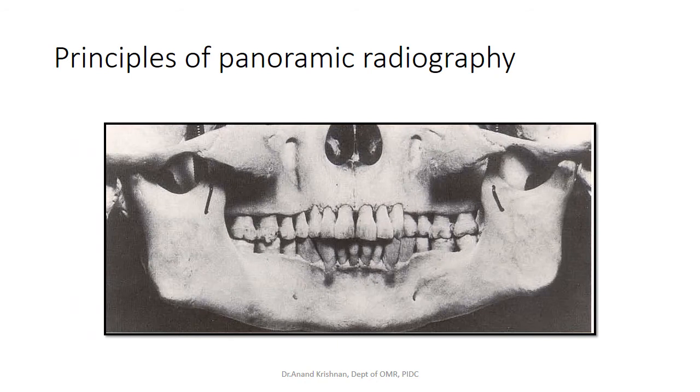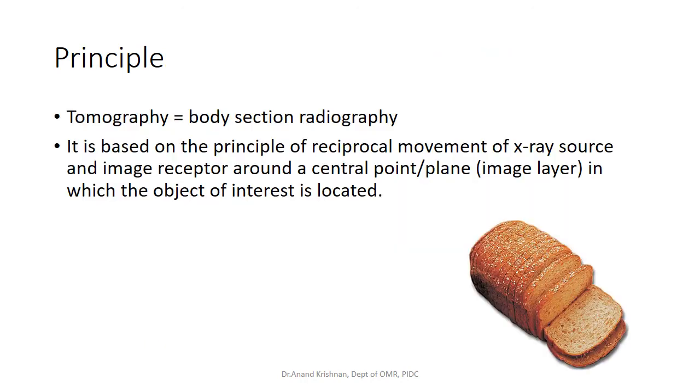So what are the principles of panoramic radiography? Here, what you understand is that tomography means slices or sectioning of the radiographs. It is based on the principle of reciprocal movement of the X-ray source and image receptor around the central point or plane in which the object of interest is located. So there will be a center of rotation, and there will be an arm in which the source and the receptor will be positioned straight against each other, and the object of interest will be located centrally.